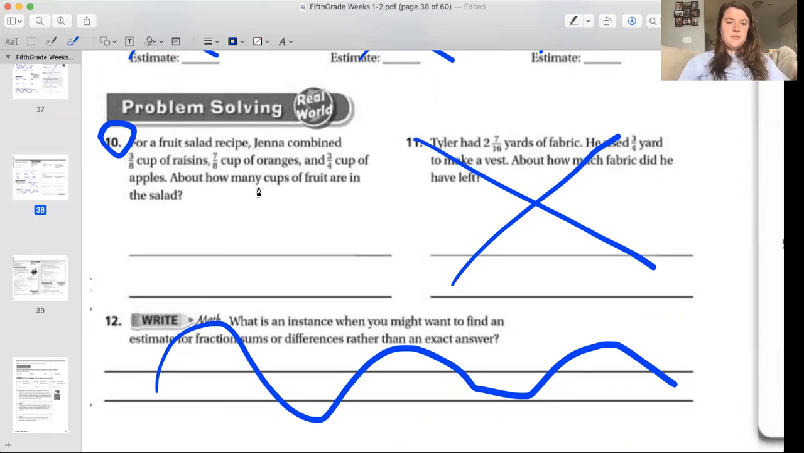So it says, for a fruit salad recipe, Jenna combined 3/8 of a cup of raisins, 7/8 cups of oranges, and 3/4 cups of apples. How many cups of fruit are in the salad? Okay, so I guess I'll do this one with you because it's including 3 numbers now. I didn't notice that at first. So it's just making it a little more than what we've been doing. But if you look, we have 3/8, 7/8, and 3/4.